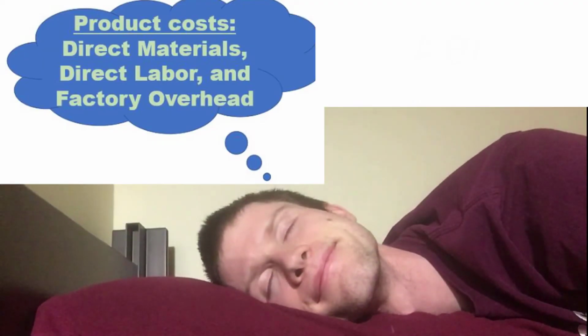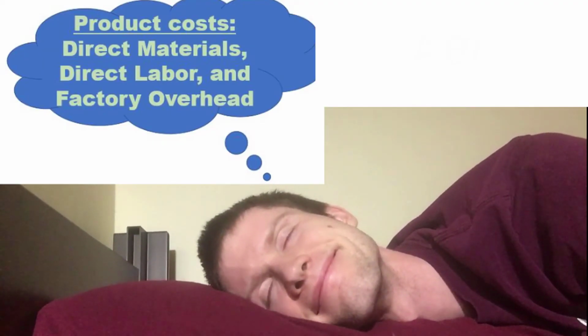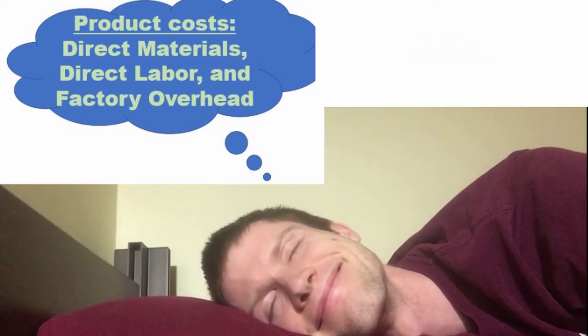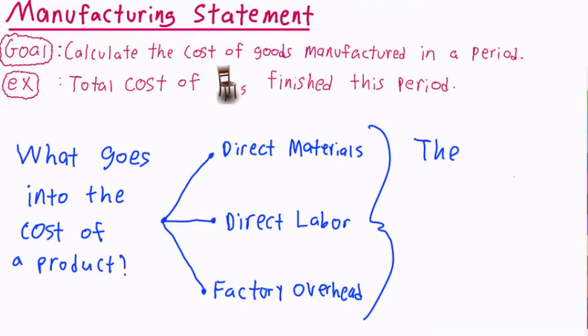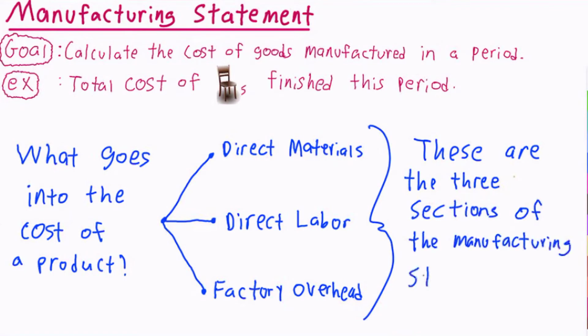If anyone asks you how to find the total cost of a product that was manufactured, your response should be like a reflex. Luke, would you happen to know what the three product costs are? The direct material, direct labor, factory overhead. Direct material, direct labor, factory overhead. Seriously though, the three product costs are so important that you really should be dreaming about them. Anyways, these three costs make up the three main sections of the manufacturing statement.